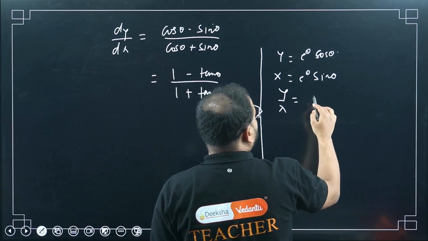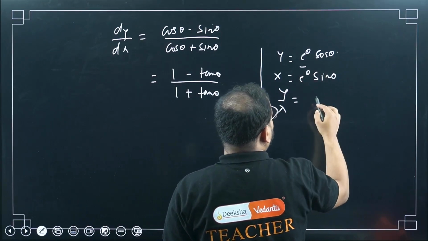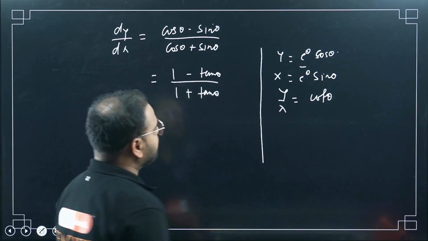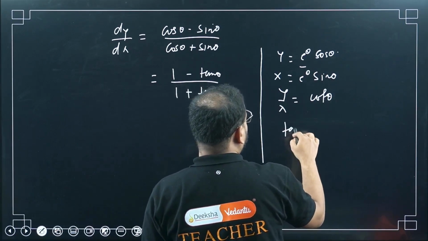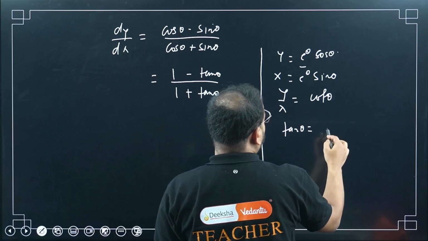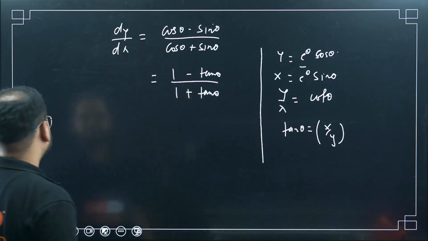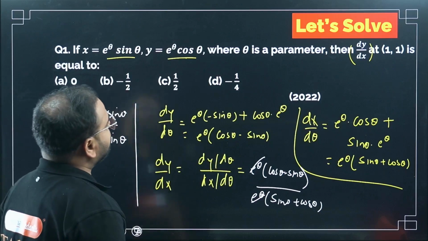Look at here. e^theta will get cancelled. You'll get cot theta. So what is going to be my tan theta? Tell me. My tan theta will be x by y. Correct? x by y. Okay.